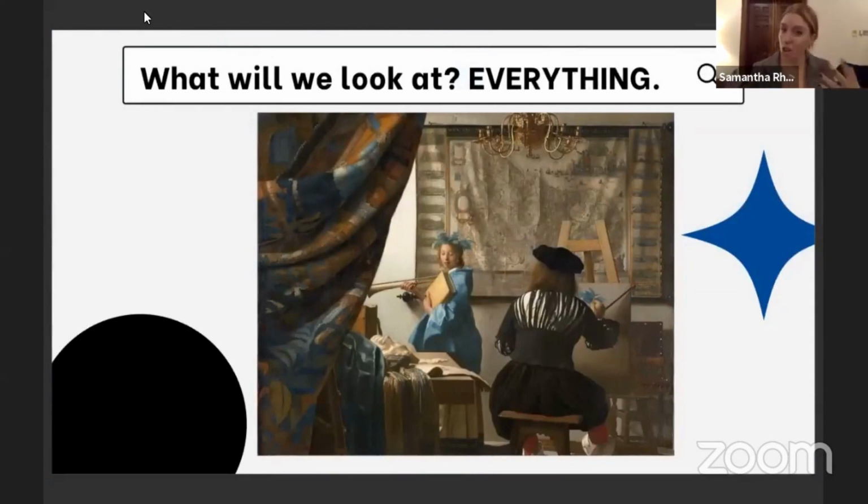So what will we be looking at? We'll be looking at a little bit of everything. This is a good example of an interior genre scene that we're going to see in the Northern Baroque and more Northern Baroque examples.